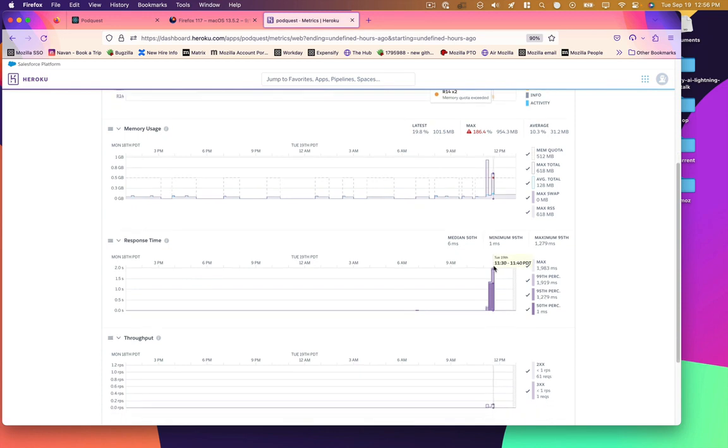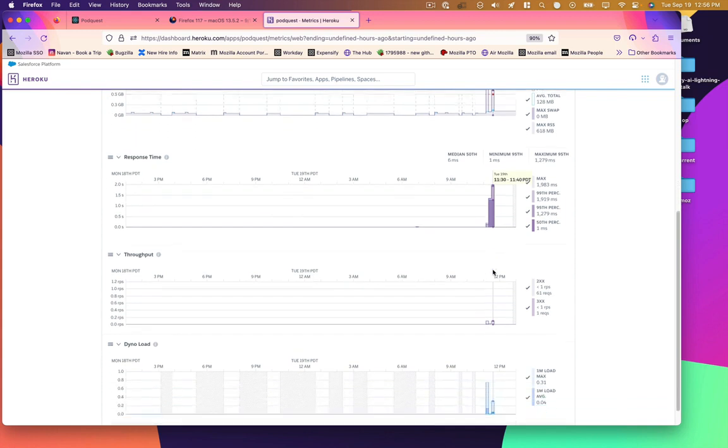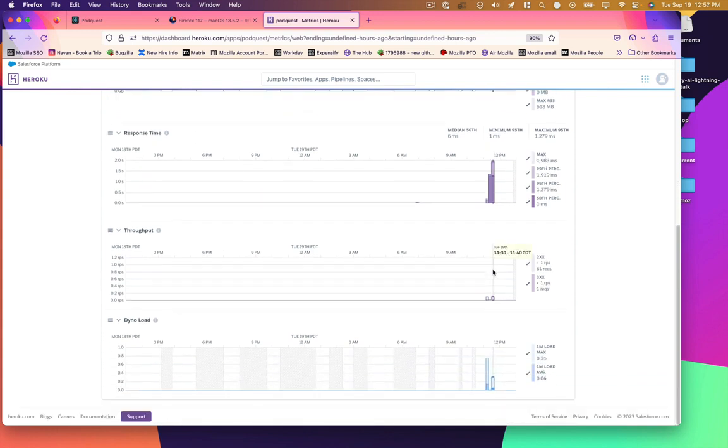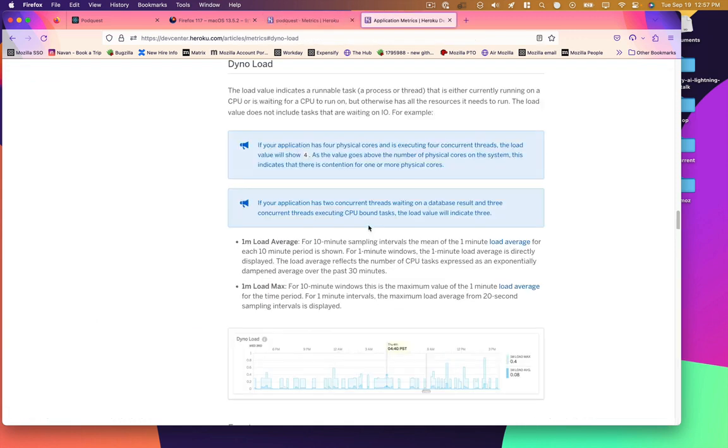Response time, again, kind of spiked here. Let's see how long this is. 2 seconds to provide a response. Throughput, this is number of requests per second, and that's not going to help us that much. Dyno load, this could potentially be something useful. Let's see what that is. A runnable task on the CPU. Average for a 10-minute sampling interval.